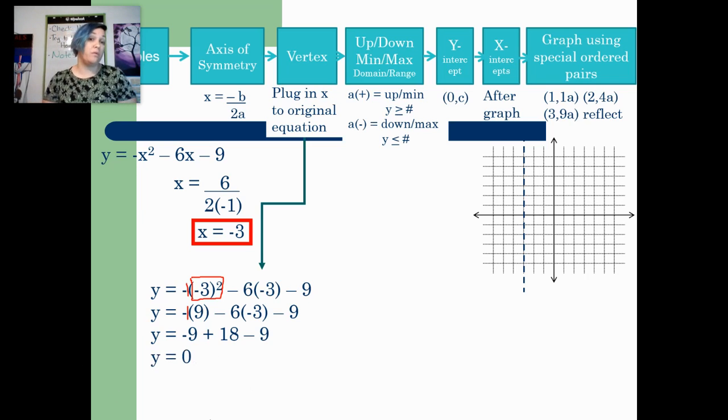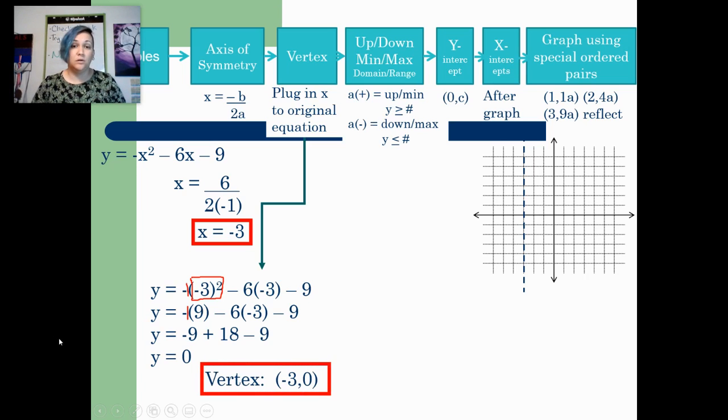Okay, and for this problem, my y-coordinate of my vertex is 0. So my ordered pair is negative 3, 0. And if you want to graph that right now, you can graph it right now. And look where that dot is, guys. We'll talk about that a little bit later.